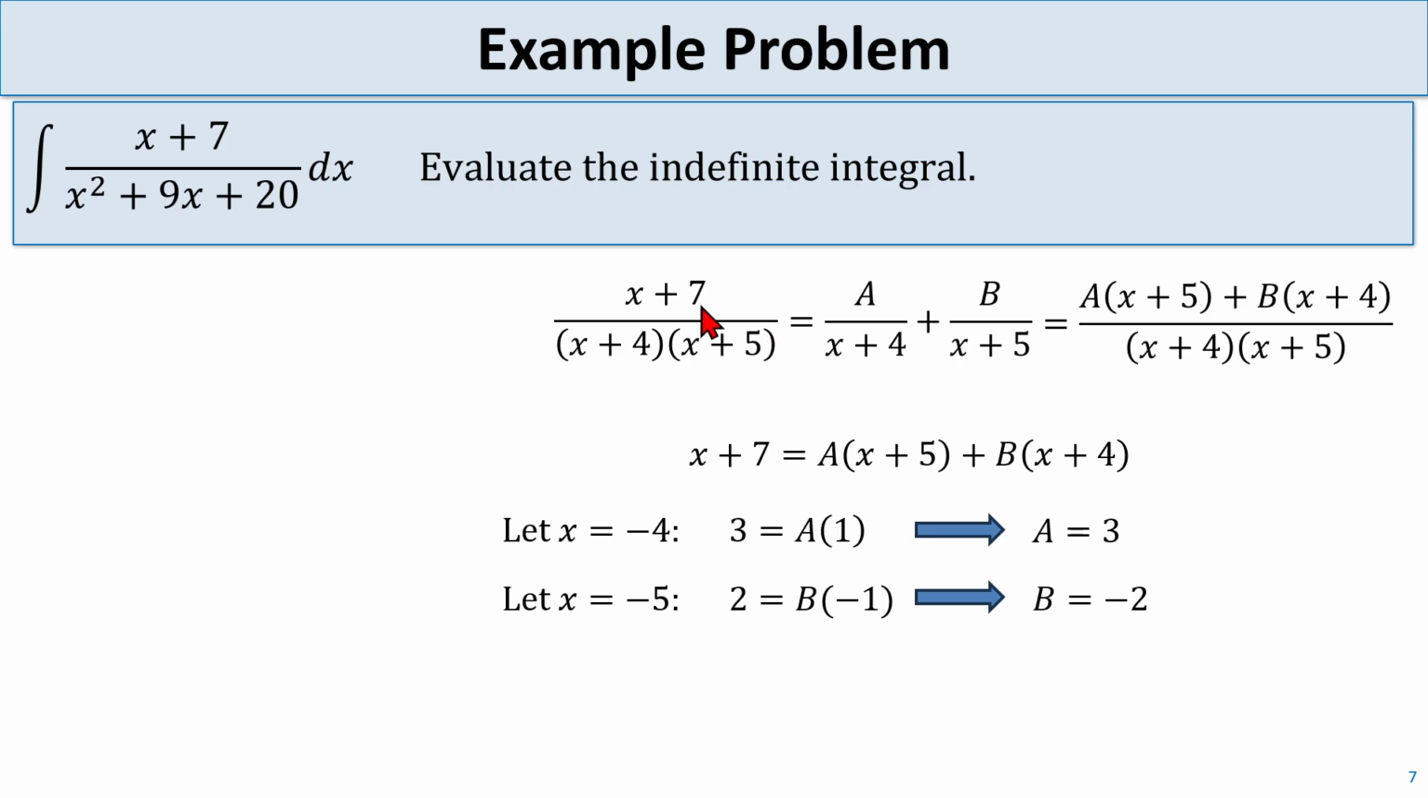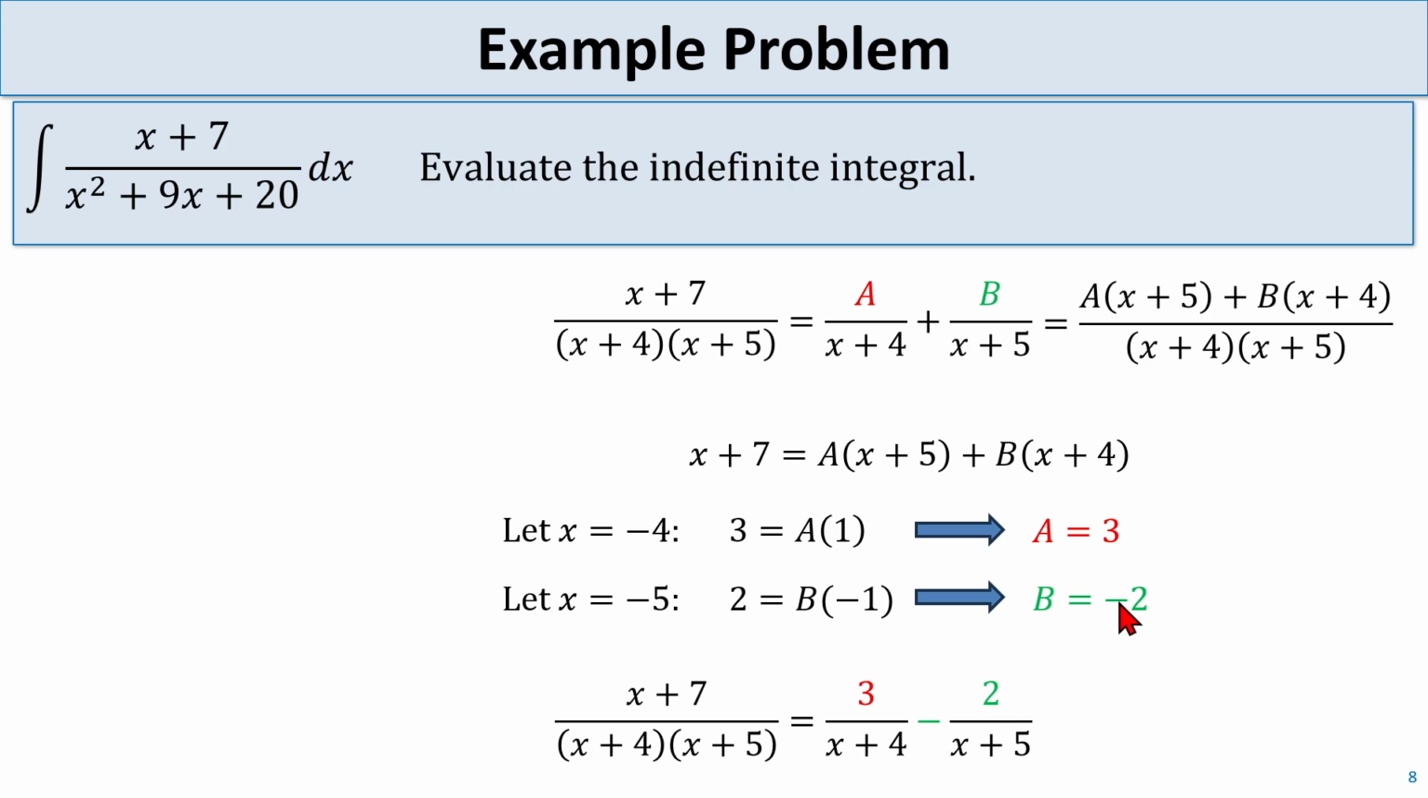So we can now rewrite this fraction that we started with as a sum of these two simpler fractions, where we actually know these constant terms now. So let's do that. A was 3, B was -2. And so we can write our original fraction as 3 over (x + 4) minus, due to the -2, 2 over (x + 5). These two simpler fractions are ones that we can almost immediately integrate, and that's what we'll do.